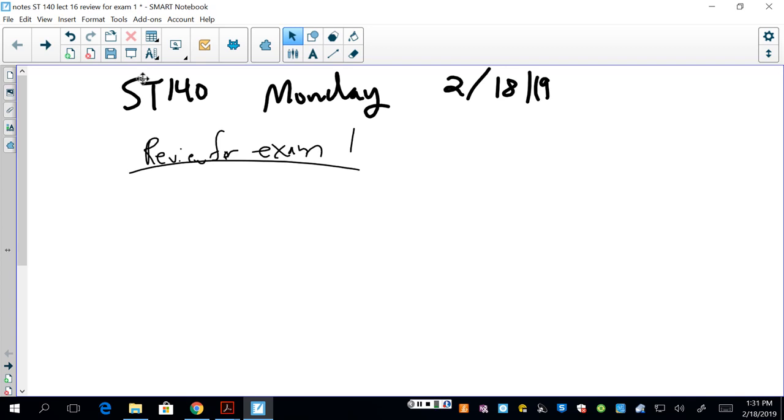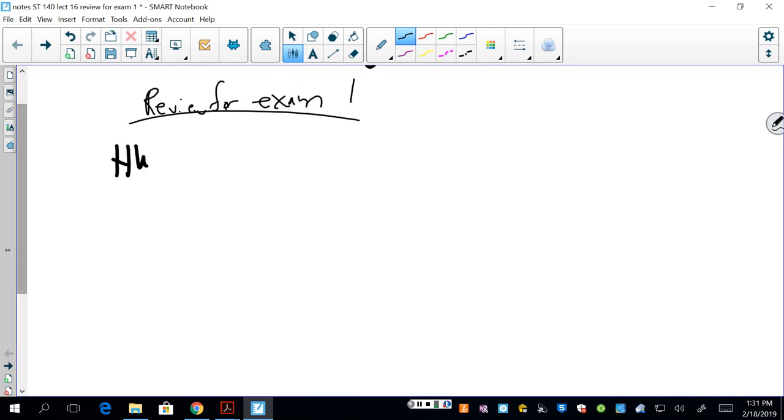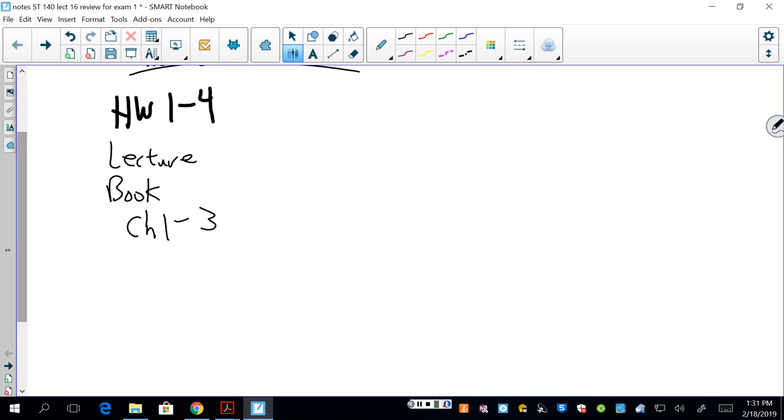So in terms of this first exam, the material for it: we've had 4 homeworks, there's notes from lecture, and there's material in the book. Primarily we're looking at chapters 1 through 3. Double check, make sure you've got the right book in mind, since some books probably have chapters 1 through 4. Just to give a little bit of chapter 4, it's the discrete distributions.